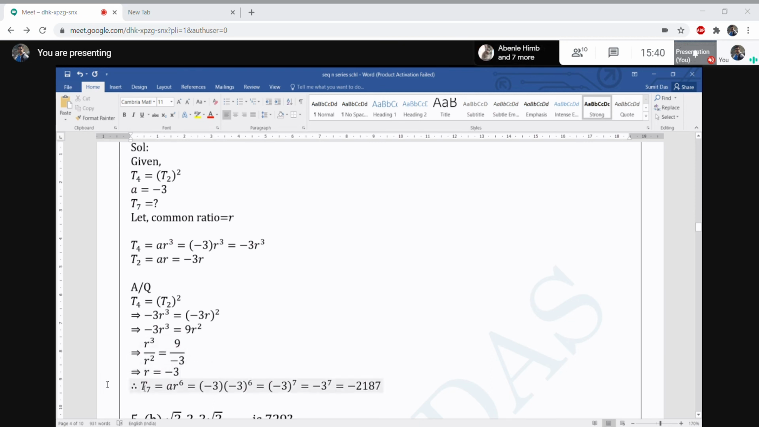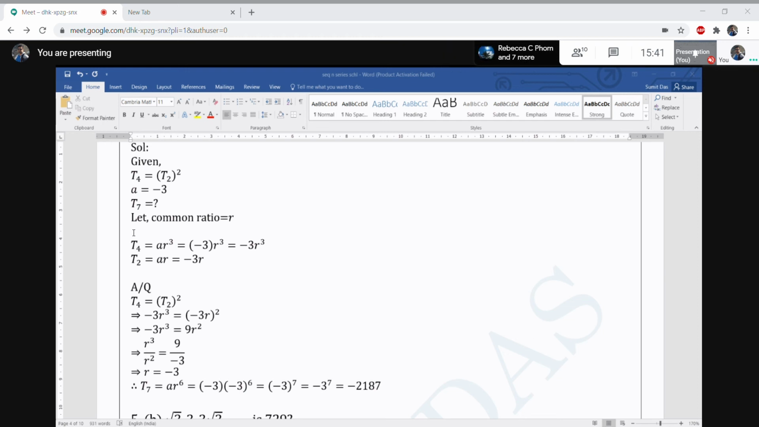So t7 value we have to find. T7 means a r to the power 6. Now we got a value is -3, r also -3. We just put the values. Okay, then we are getting t7 is equal to -3 whole to the power 7. Now when the power is odd, the minus will remain the same. Okay, so it will be -3 to the power 7, which is equal to -2187. That is the answer.